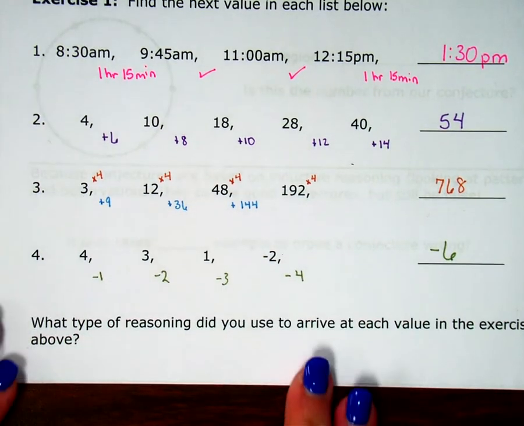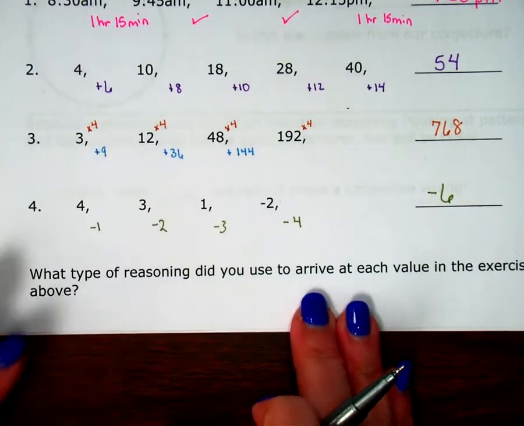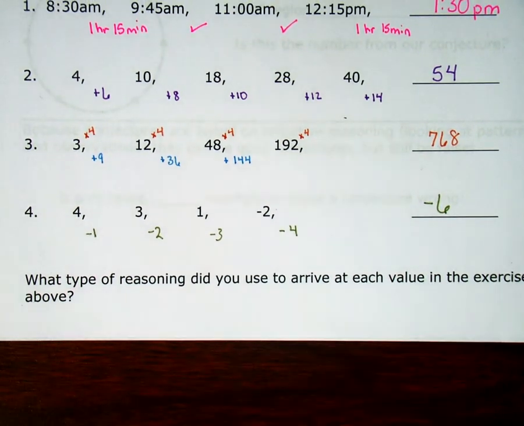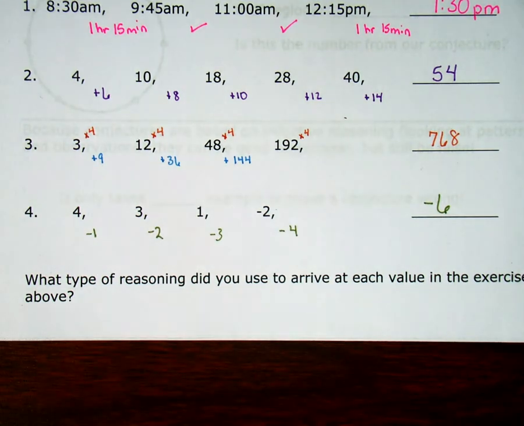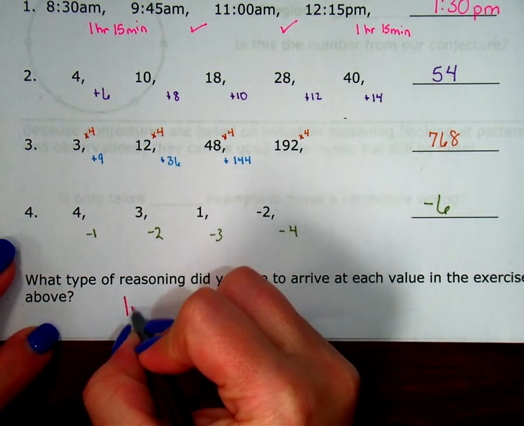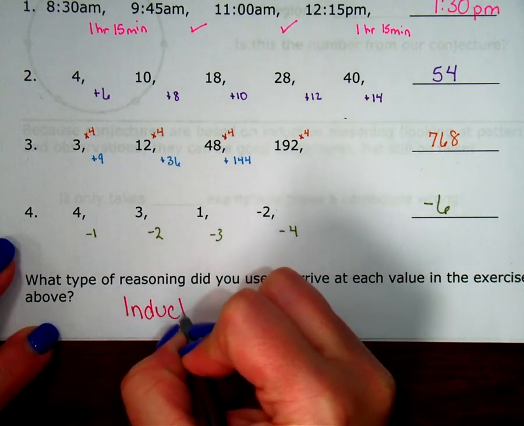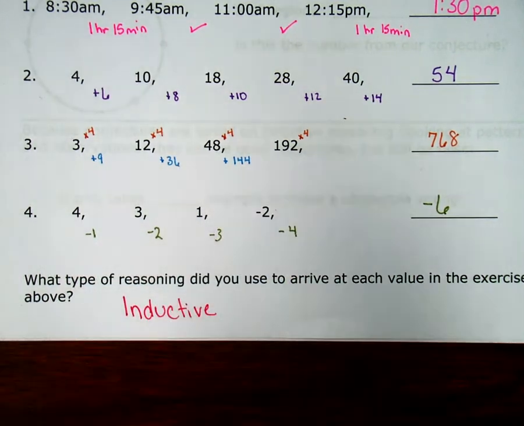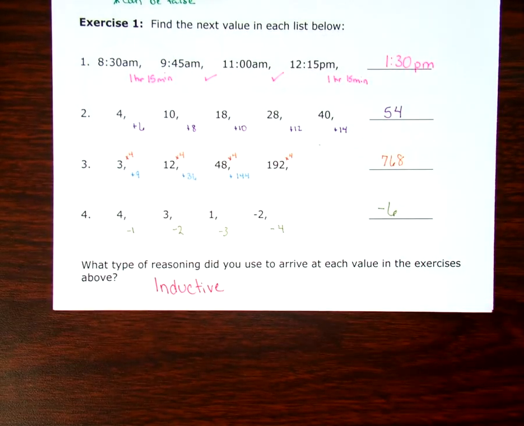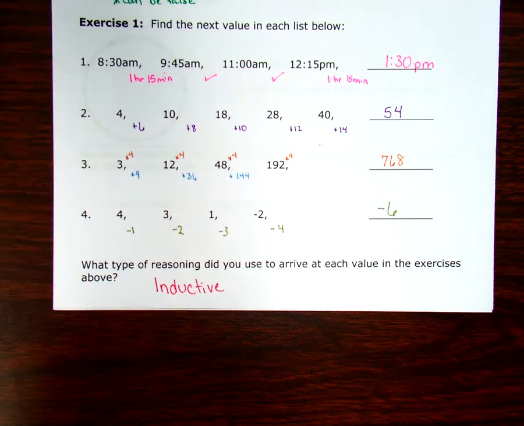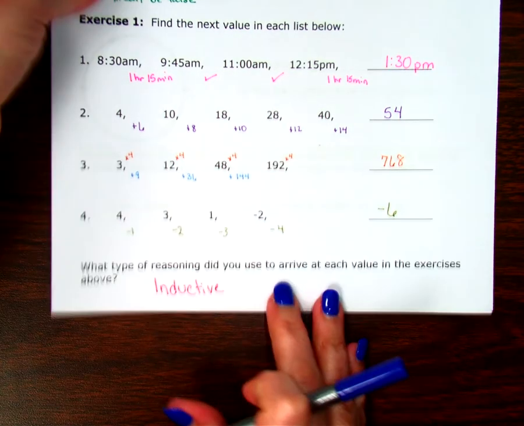Okay? So we've already talked about it, but what type of reasoning did we use to arrive at each value in the exercise? We were looking at the pattern, so we were using inductive reasoning. Because we were looking at the pattern. Okay? Inductive reasoning. We observed a pattern. Okay? Let's see if we can do a little bit more with inductive reasoning.